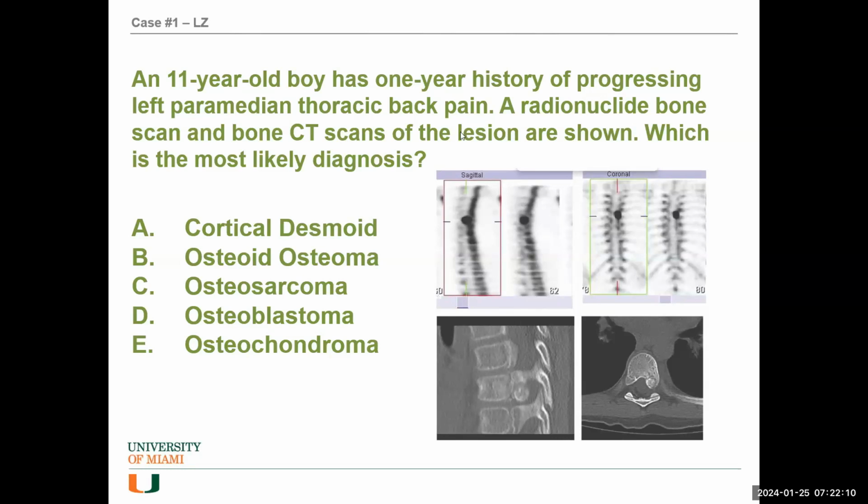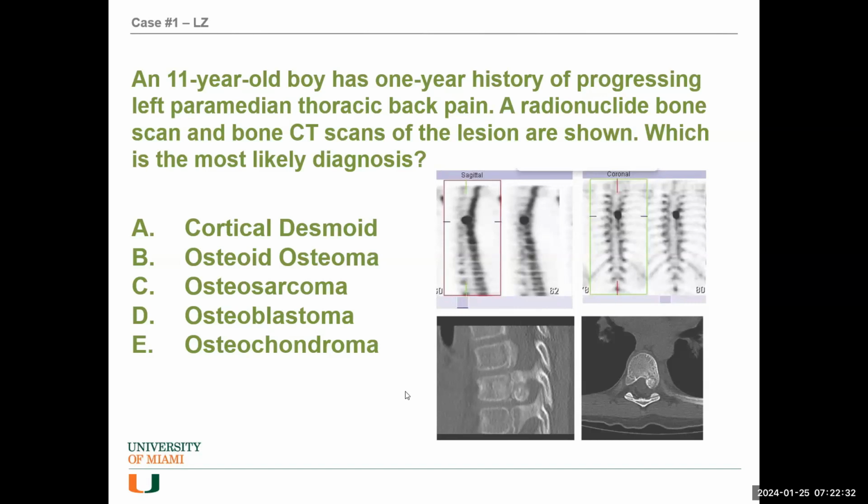So an 11-year-old boy, history of progressing left paramedian thoracic back pain, radionuclide bone scan and bone CT show lesion as below, which is the most likely diagnosis. So this is testing your understanding of, well, what is the pathology or what is the imaging showing you? Why do we use radionuclide scans? And which of these is most common in children?